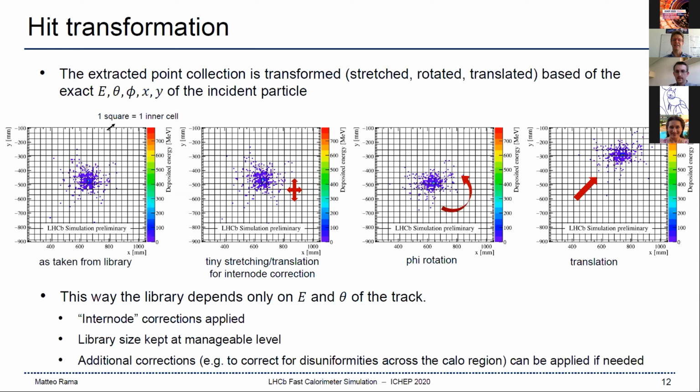Then the points are rotated in the azimuthal angle to match the azimuthal angle of the entering particle, and this is described by the third plot from the left. And finally, the points are translated to match the entrance point of the incident particle. All these corrections take a negligible amount of time, so they basically don't have an impact on the time associated with the use of the library.